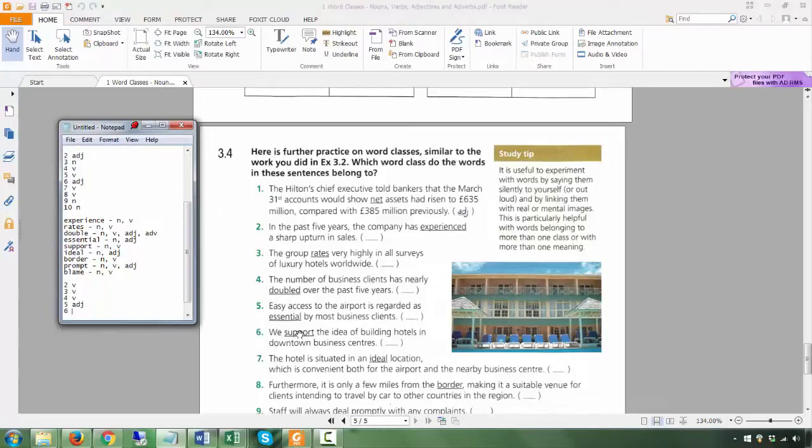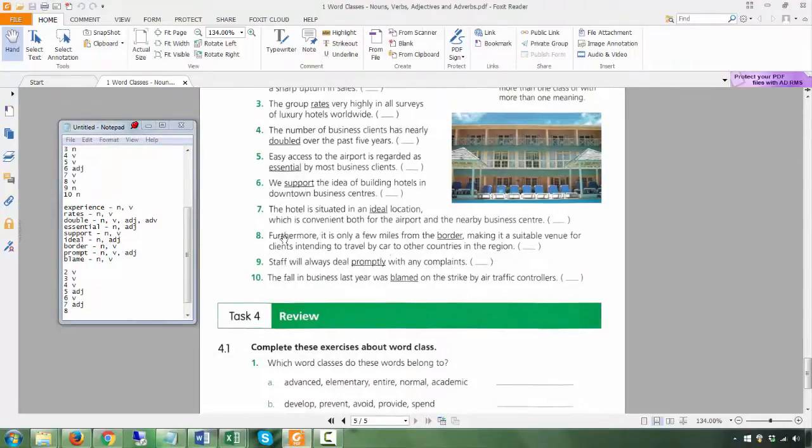We support, verb. We is your subject, support is your verb in present simple tense. The hotel, subject, is situated, here you can look at it as an adjective or passive, whatever it may be, but in is your preposition, and you have a noun, location is a noun, ideal is an adjective. 8, furthermore is an adverb here, then you have your subject, it is, subject, is, verb, only a few more from preposition, the noun, border here is a noun.